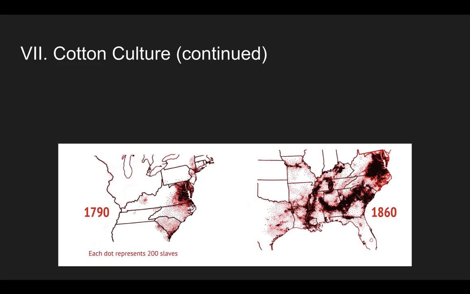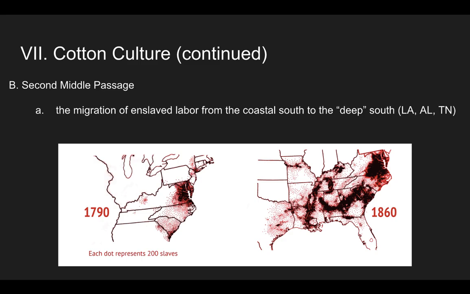So cotton culture continued, Roman numeral 7, and now we're at letter B. We have something called the Second Middle Passage. And first I'll show you the words and I'll describe this picture. So lowercase a, the migration of enslaved labor from the coastal South here to the deep South here, or way down here, but here, which is Louisiana, Alabama, Tennessee, Arkansas.